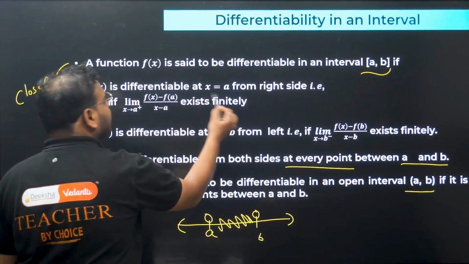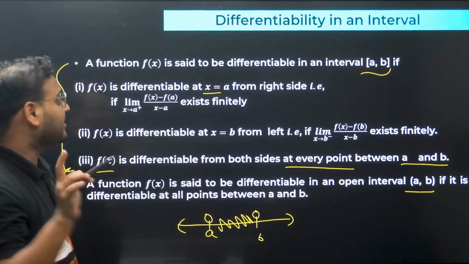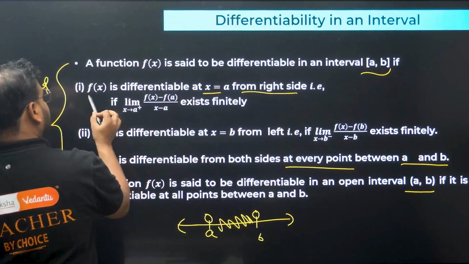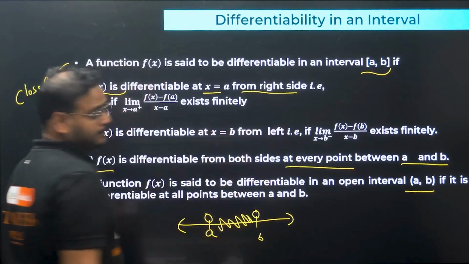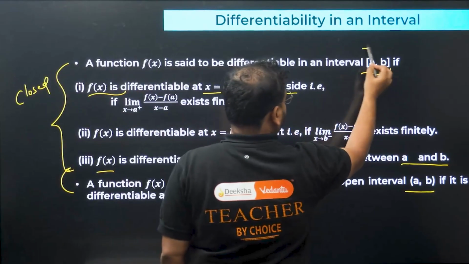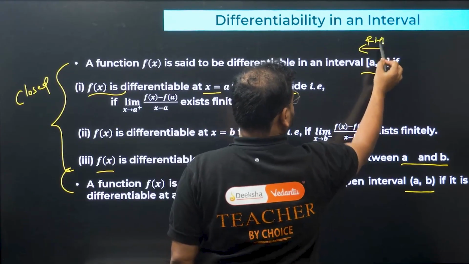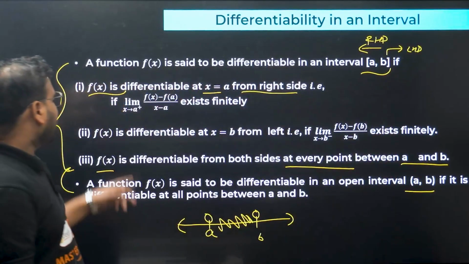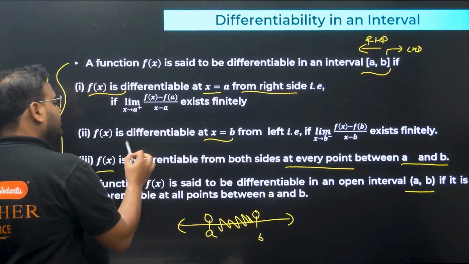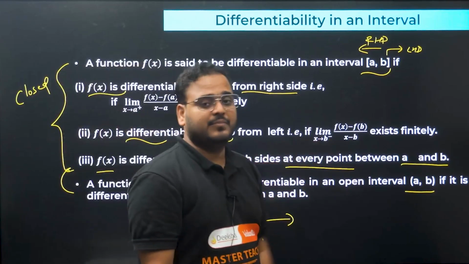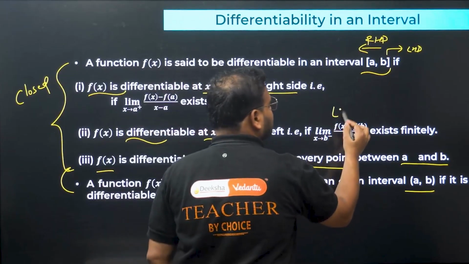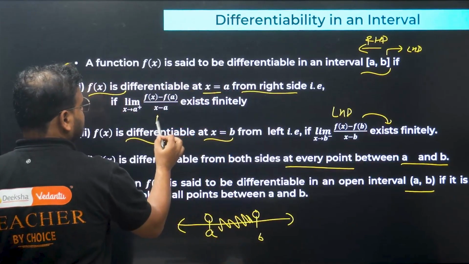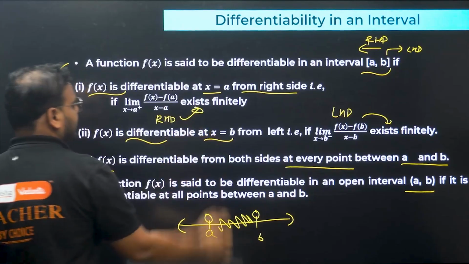At the point A, we should have the right hand derivative existing. Please check. It should be differentiable from the right side. At the point A, we should have the right hand derivative finite. Getting my point? At the point B, it should be differentiable from the left side. What is this called? This is my LHD. This should be finite. And at point A, my RHD, what does this mean? This means RHD should be finite.